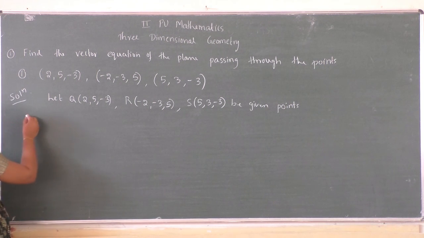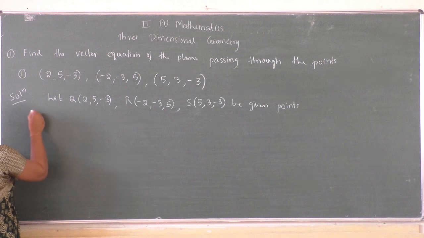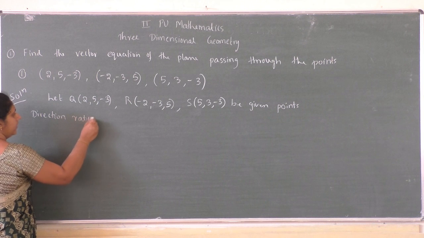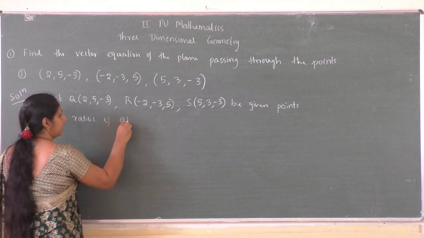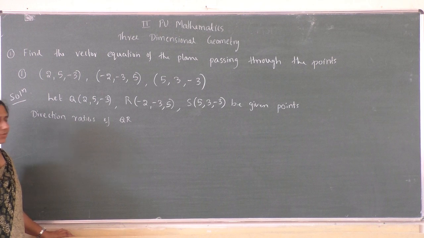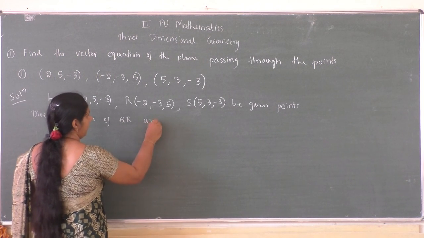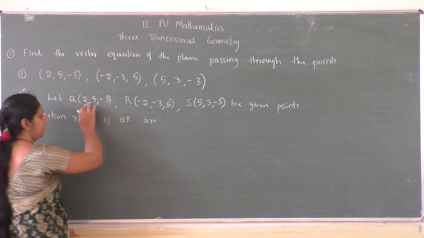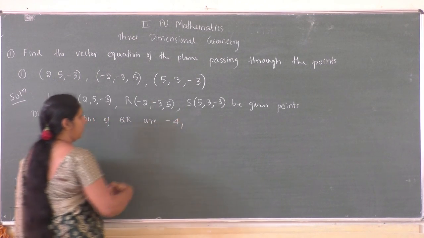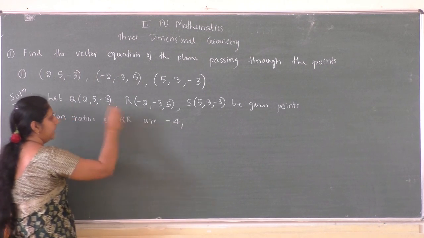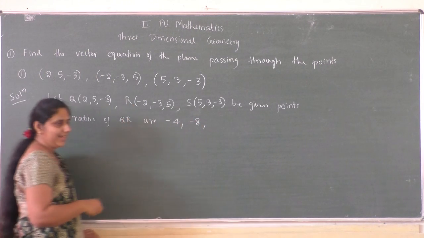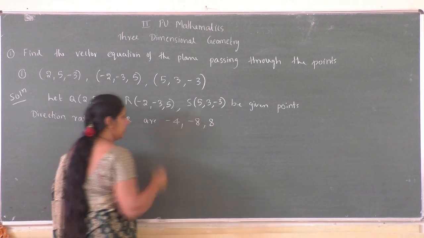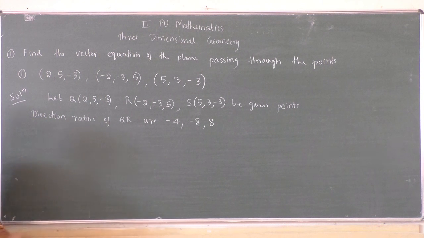So first we will find the direction ratios of QR. What about the direction ratios of QR? x2 minus x1, y2 minus y1, z2 minus z1. So minus 2 minus 2, it is minus 4. Here minus 3 minus 5, minus 8. 5 minus of minus 3, that is 5 plus 3, 8. So these are the direction ratios of QR.